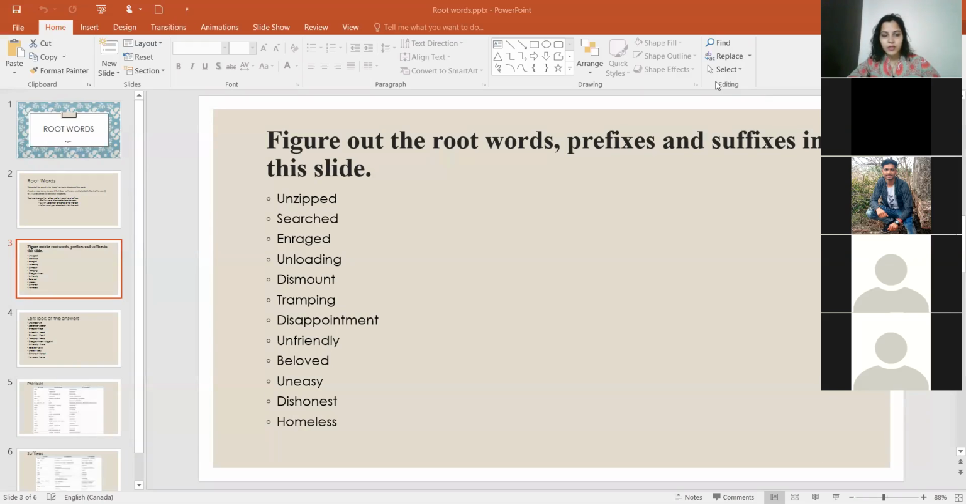Yes, dis would be the prefix. Appoint would be the root word and ment would be the suffix, right? Yes, all of you are replying correctly. Moving further, we have the word unfriendly.